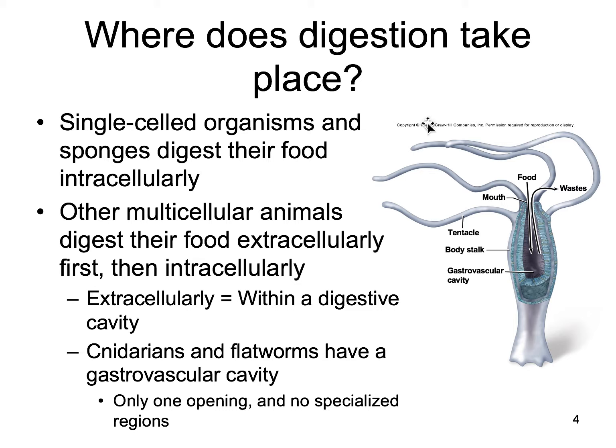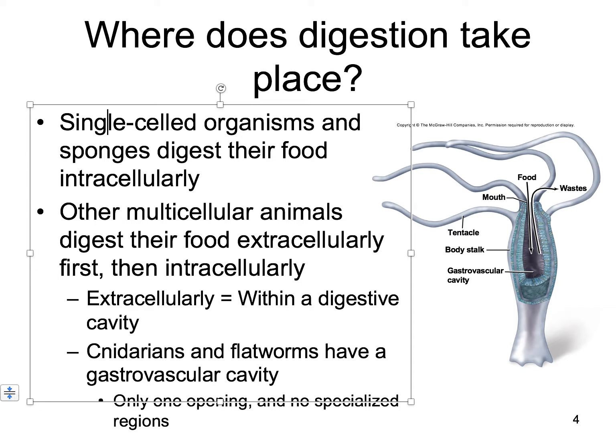So, where does the digestion actually happen? Well, it depends on how big the organism is. In single celled organisms, and some types of sponges, which are bigger than single celled, we see intracellular digestion, meaning the food crosses the cell membrane, enters the cell, and then is digested. That's not what happens with multicellular animals like humans. We first digest our food extracellularly, then we absorb it and do it intracellularly.